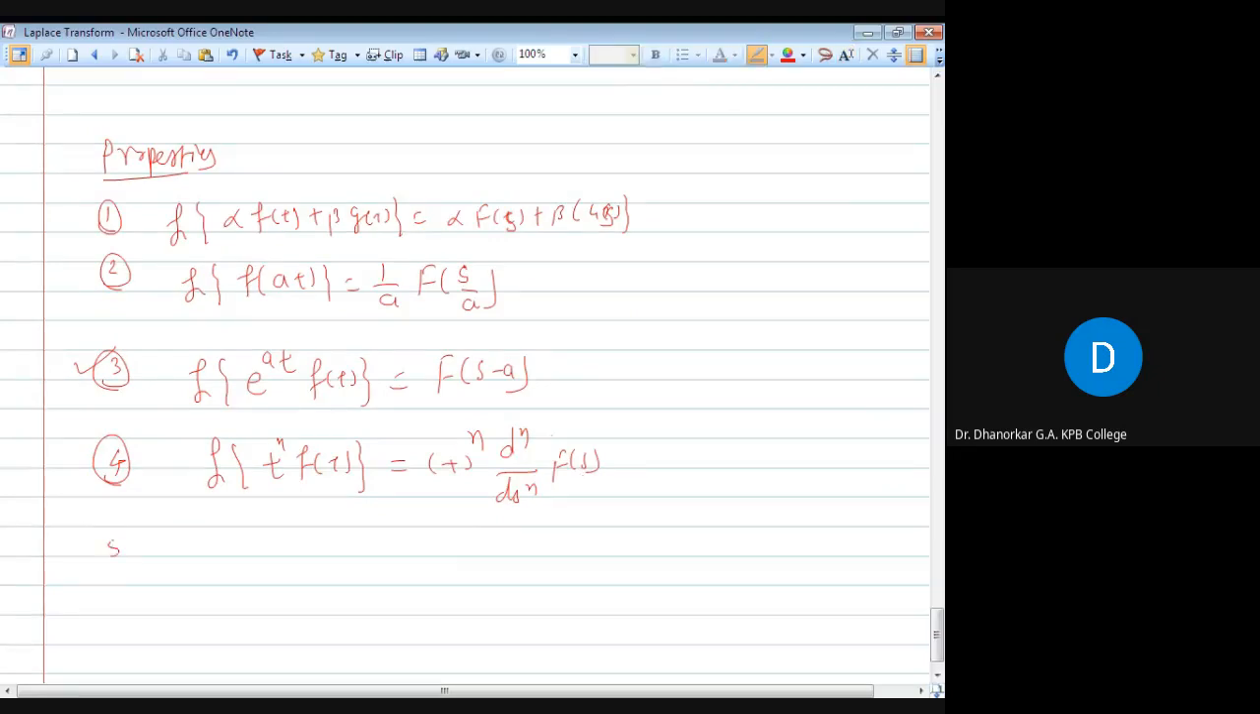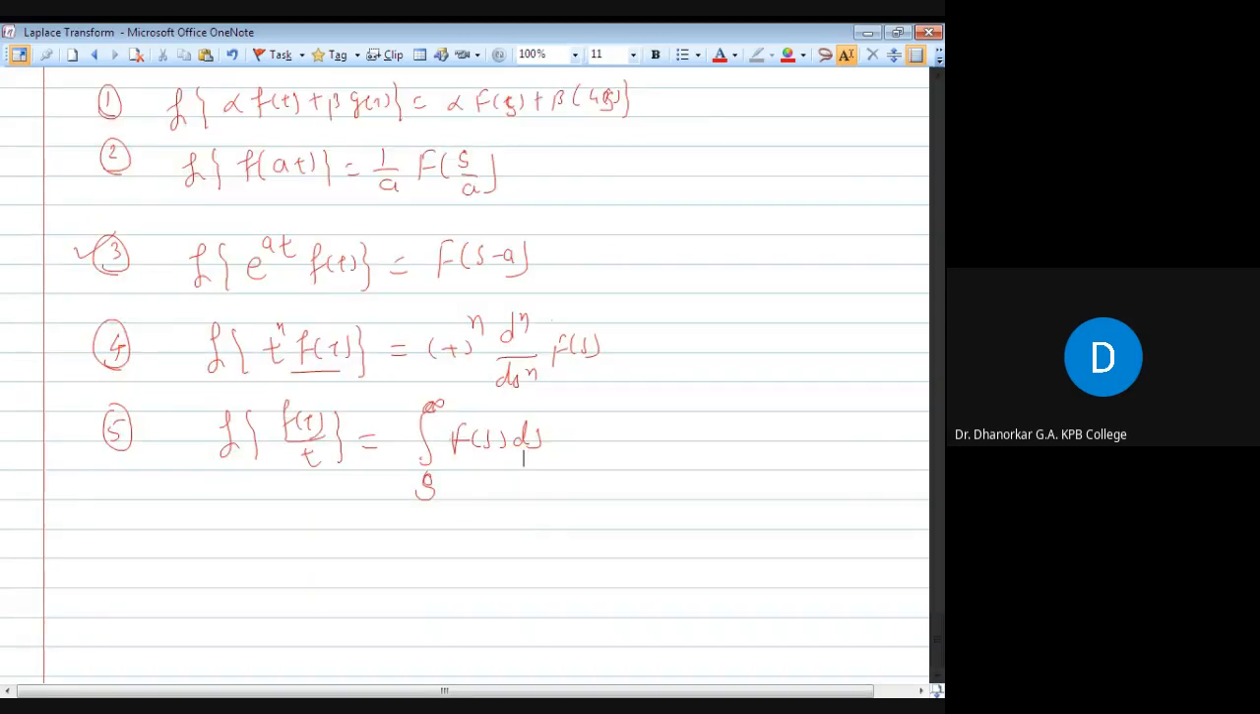Then dividing by t: the Laplace transform of f of t divided by t. And again, how to remember this? When we are multiplying by t, then there is a derivative. When we are dividing by t, then integration: integration from s to infinity of F of s.